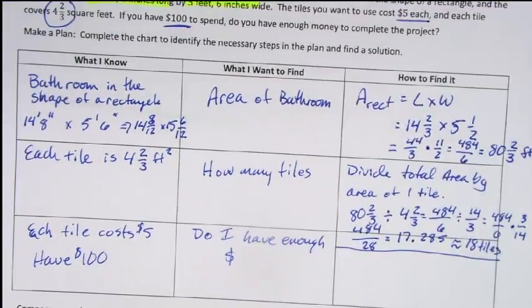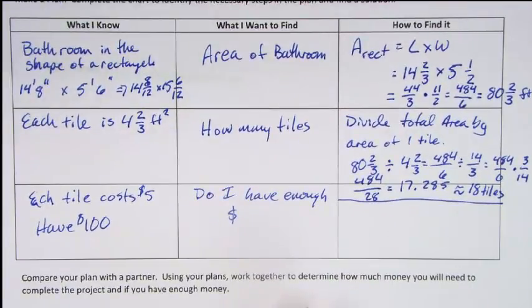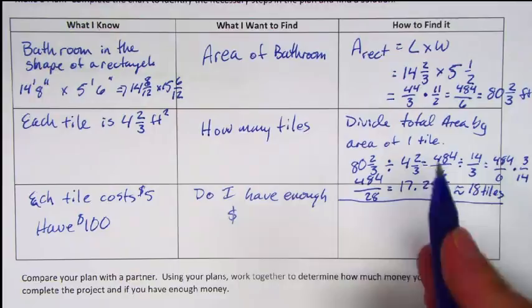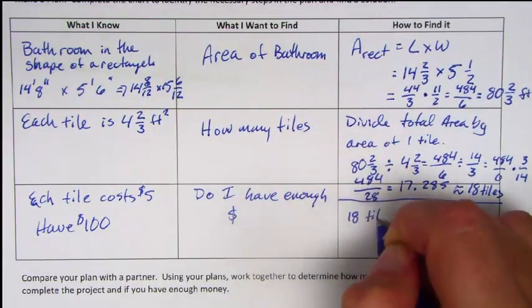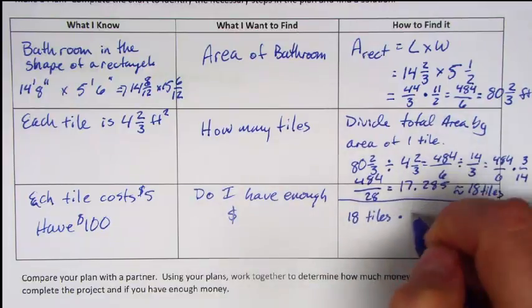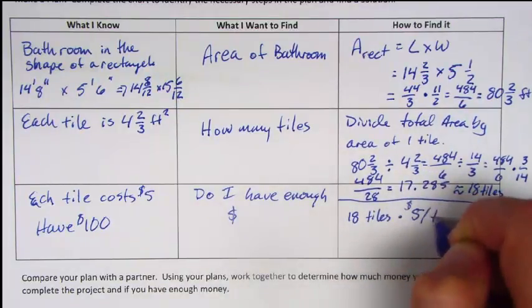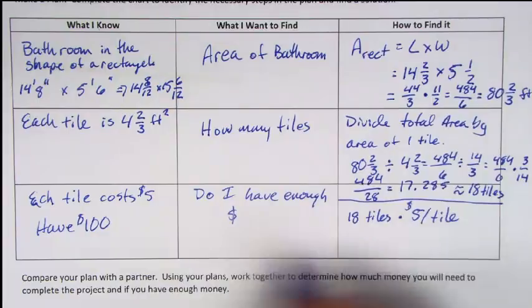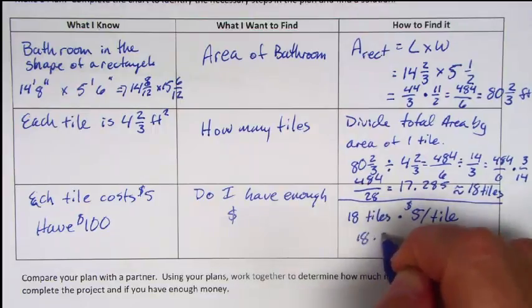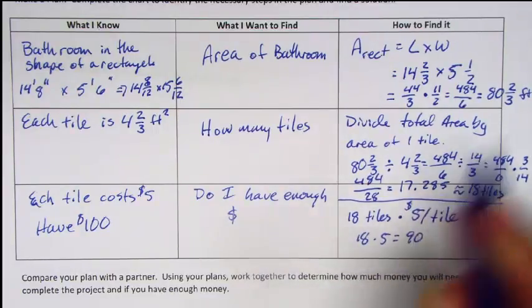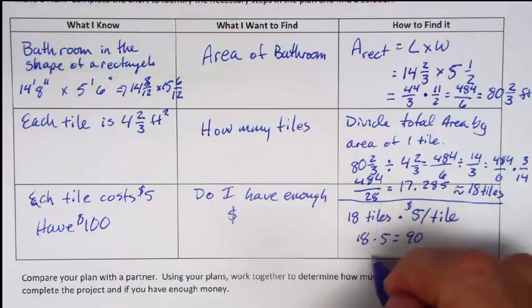Do I have enough money? If I have 18 tiles and each tile costs $5, I multiply the two of them together. 18 times 5 gives me 90. And that's less than 100, so I will have enough.